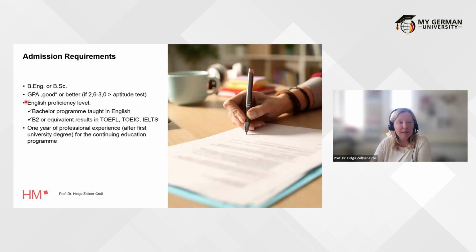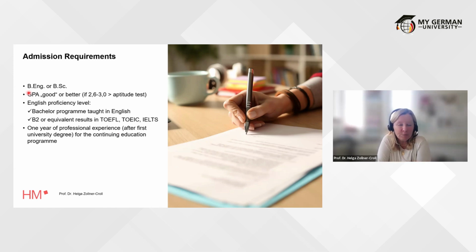Admission requirements. So you need a bachelor degree, either in engineering or in science, and a GPA of good. That means 2.5 or better. If you have a GPA between 2.6 and 3.0, we have usually an interview, an aptitude test, and we will talk about the different subjects and get to know you and see if you are a good candidate for our program. In addition, you need, of course, English proficiency level of B2, which is basically possible to do a TOEFL test or an IELTS test.